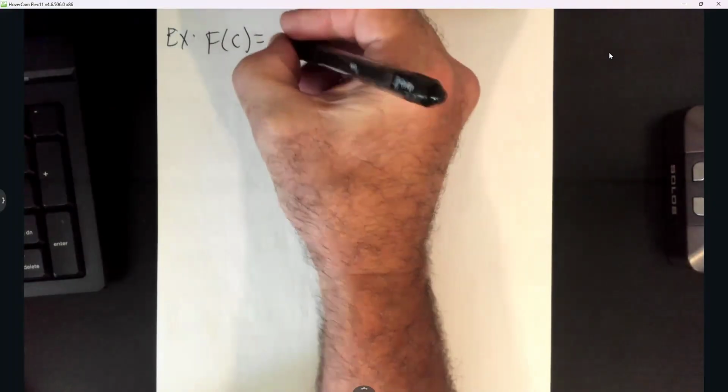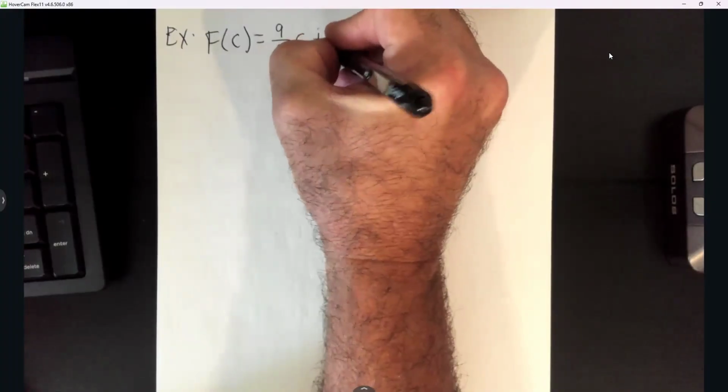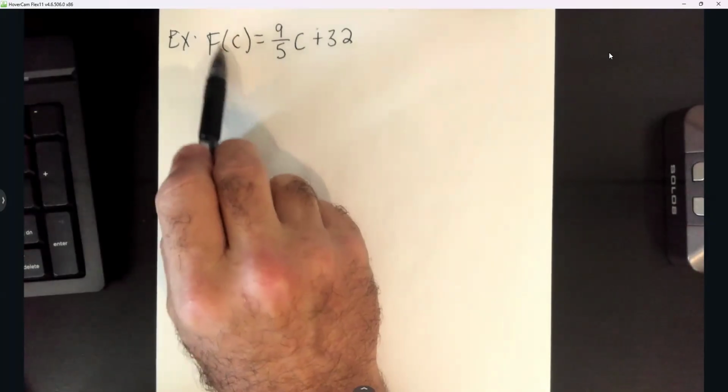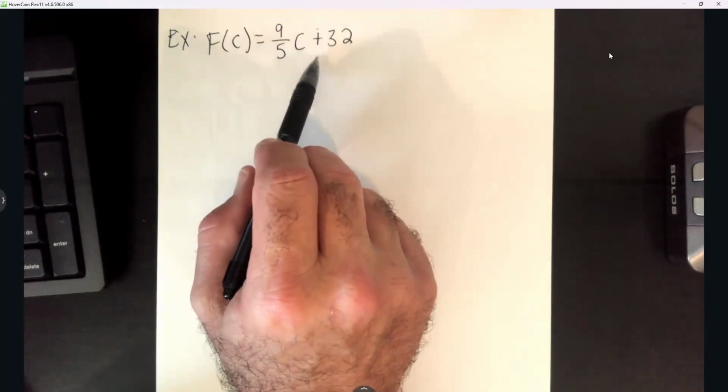Y'all, so they're giving me a formula right here. F of C equals 9/5 C plus 32. Have y'all ever seen this formula? Yeah, so Genesis, yeah. So most of y'all probably have. Y'all might not have seen it with the F of C. Y'all probably would have just seen an F equals 9/5 C plus 32.